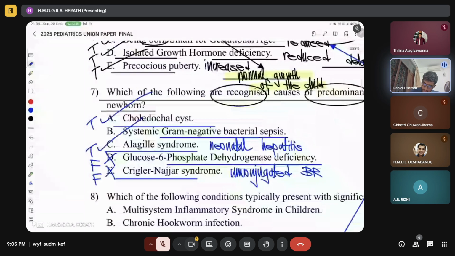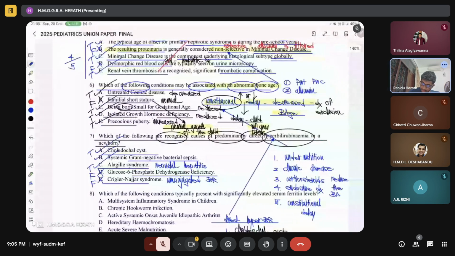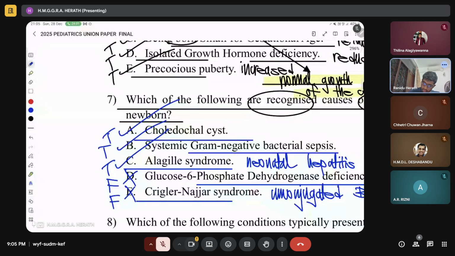So systemic gram-negative sepsis leads to conjugated bilirubinemia, right? So direct hyperbilirubinemia is true.